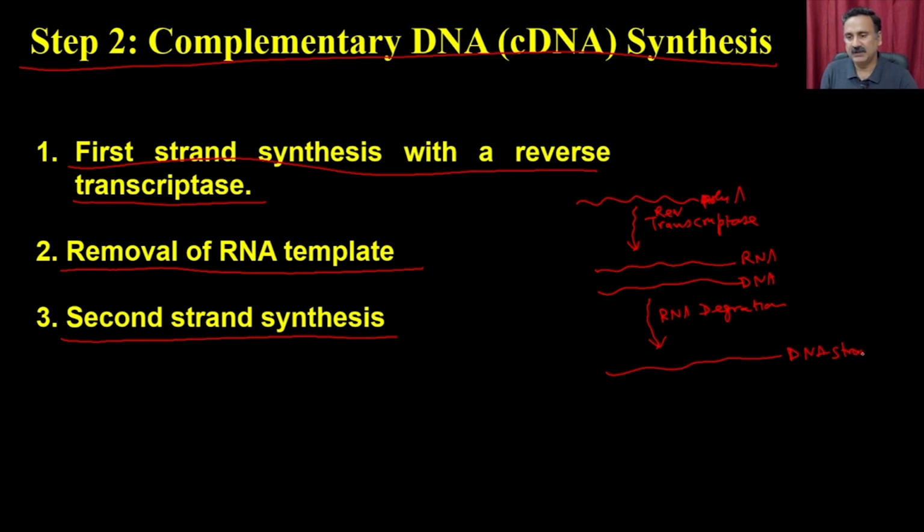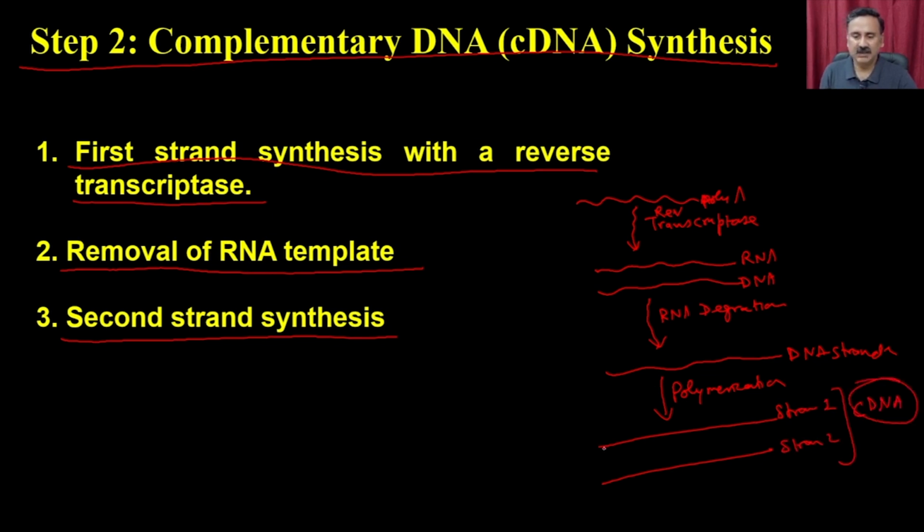Now using this DNA strand 1, you put it for the polymerization reaction, and the polymerization reaction gives you the two strands. This is going to be strand 1 and this is going to be strand 2, and this is what is called complementary DNA. This complementary DNA can then be cloned into a suitable vector, and that's how you get the cDNA library.